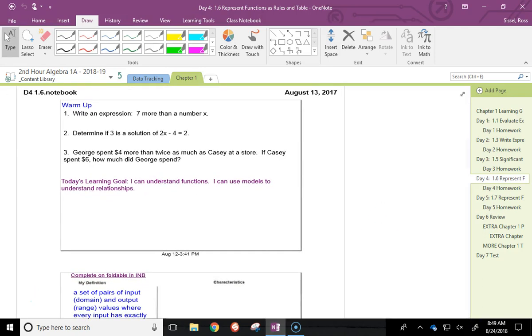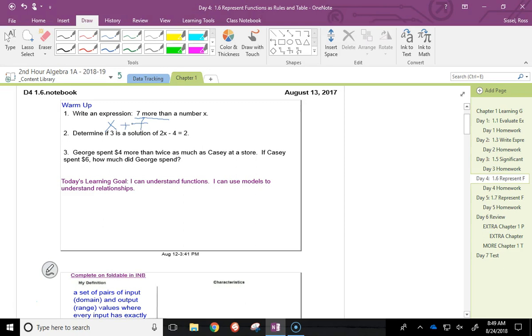Warm-up activity. So check to see if you did this right. I'm going to go ahead and just give you the answers. Write an expression. 7 more than a number x. So I'm going to say x plus 7.